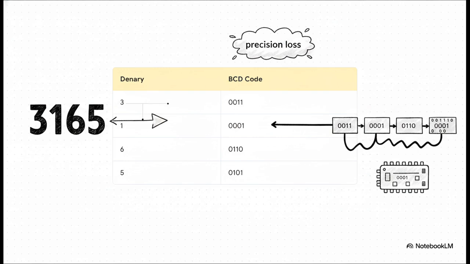Instead of trying to convert the whole massive number at once, BCD stores every single denary digit exactly as its own independent 4-bit binary code. So the number 3165 isn't calculated as one giant binary block. It's read exactly as a 3, a 1, a 6, and a 5 sitting side by side in memory.